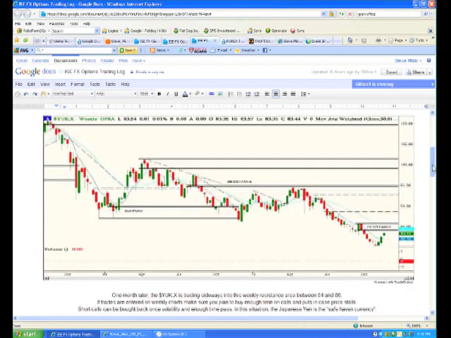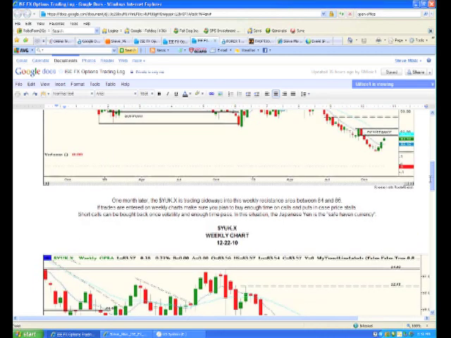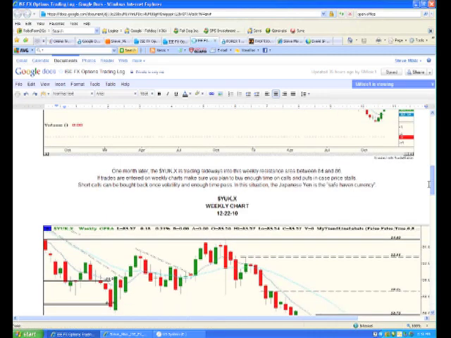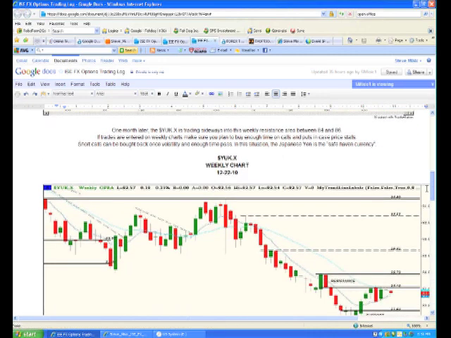So a month later, we still have the dollar-yen trading in a sideways pattern. It's trading between 84 and 86. And if trades are entered on weekly charts, make sure if you're buying options, you buy enough time. You don't want to be buying nearby options, because this trade could take a while on a weekly chart to develop. It's already going on 4 to 5 weeks since we rallied into that resistance area at 84, and pretty much we're just going sideways.